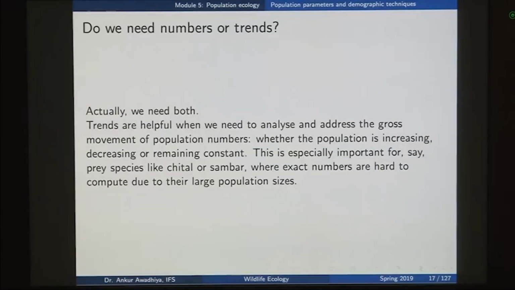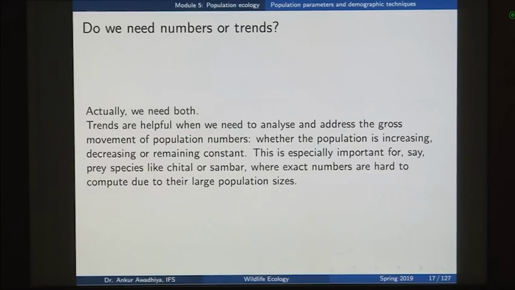Now, when we are talking about a population assessment, the next question is, do we want to see numbers or do we want to see the trends? So, numbers and trends means last year we had say 2500 tigers. So, that is a number, and when we say trends, we are saying that this year the number of tigers is greater than what it was last year. So, do we need numbers or do we need trends? Well, actually we need both of these.